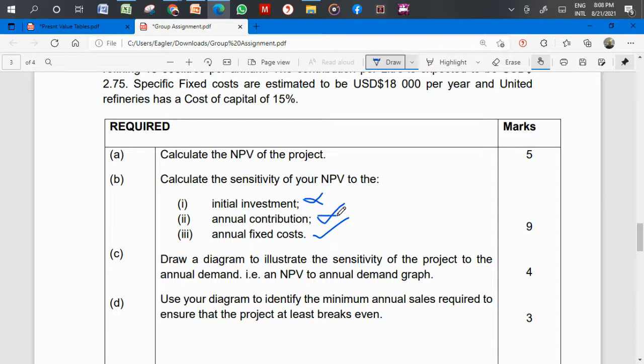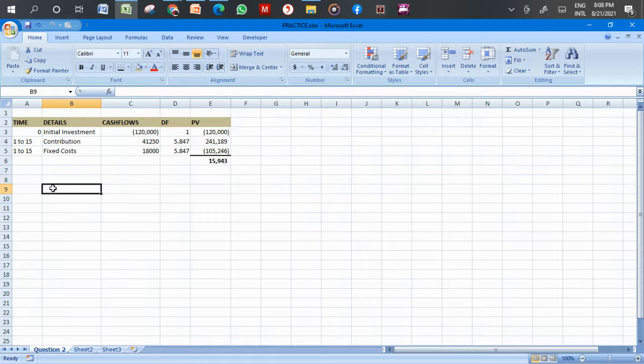For contribution, we will be concerned about the fall. So for all of this, for the costs, number 1 and number 3, we are concerned about their increase, and for the contribution, because it's income, we are worried about its decrease. Okay, so it's very simple. Number 1, the formula just says NPV divided by whatever base that we are testing. So now we are talking about initial investment.